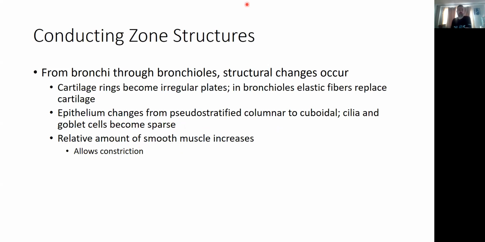We're going to come back and we'll start off with the respiratory zone in the next video.